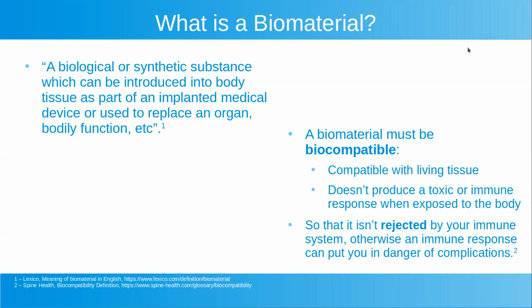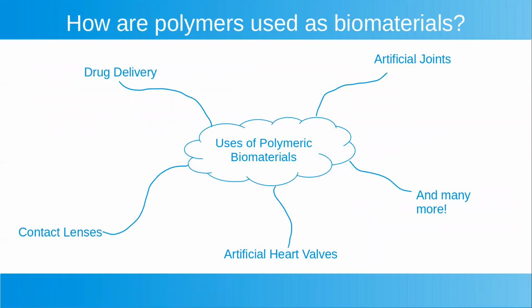A really important feature of a biomaterial is that it must be biocompatible. That is, it must be compatible with living tissue and not produce any kind of response that would put your body in danger when it's implanted into you. So, polymers are used in biomaterials for several different reasons, such as artificial joints, drug delivery, contact lenses, artificial heart valves, and many more things.